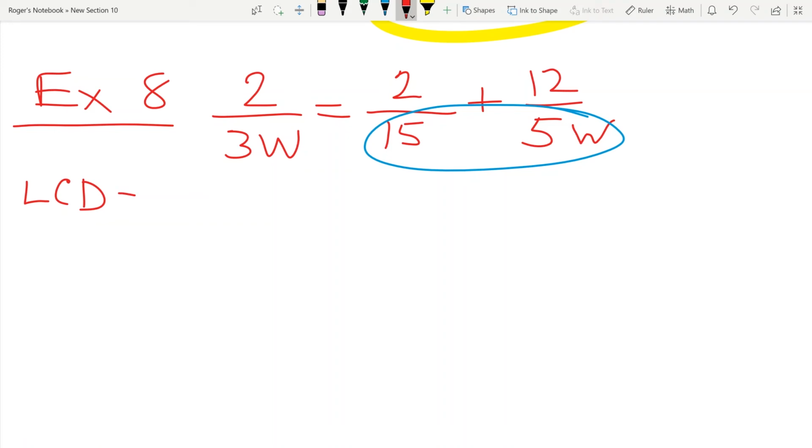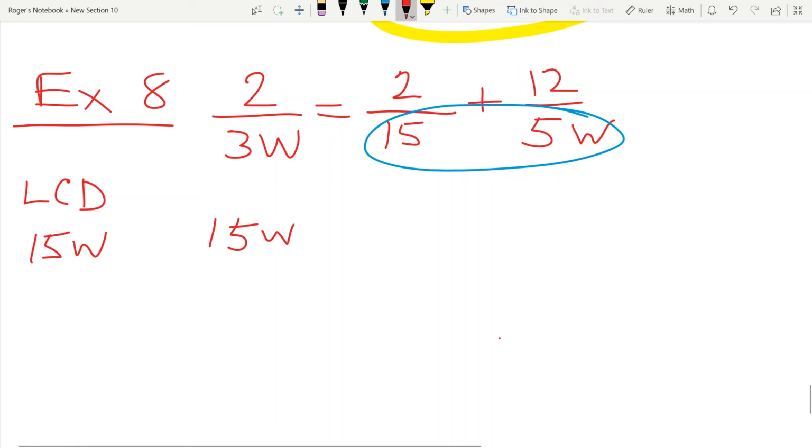I'm running out of space here, so I'm just going to write this underneath. Let's multiply everything by 15W and see what happens. If you remember the rules for equations, what you do to the left, you do to the right. If we multiply the left by 15W, we would have to multiply the right by 15W, and not just part of the right, but all of the right. So it's going to be 15W times parentheses 2 over 15 plus 12 over 5W. So we will multiply both sides by the LCD, which is 15W. So let's go ahead and do this.